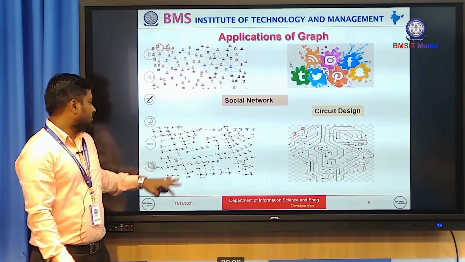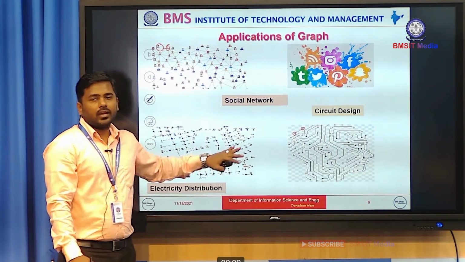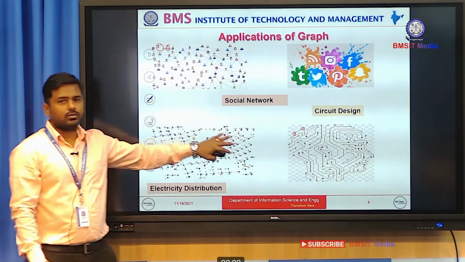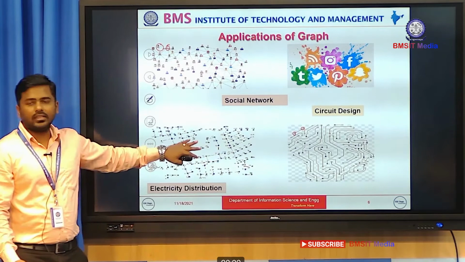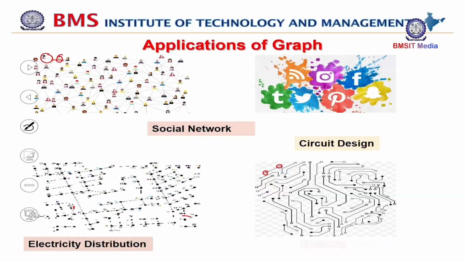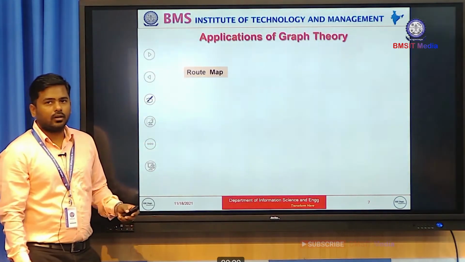And another application, say for example, electricity distribution. We need to supply power to all the households. With that example, we can optimally connect the power generators to each of the houses. So this we can represent using a graph. Another example is a route map.